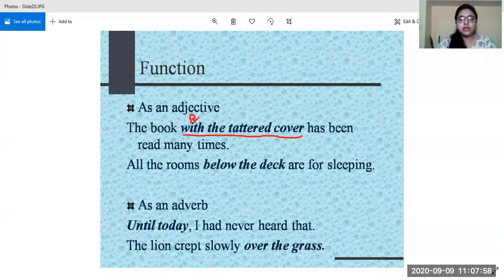In the second sentence, the lion crept slowly over the grass. Over the grass starts with the preposition over, so it is a prepositional phrase. And why is it an adverb phrase? Because it is modifying the verb crept. Slowly is an adverb which is also modifying the verb crept, and this is again an adverb phrase, right?